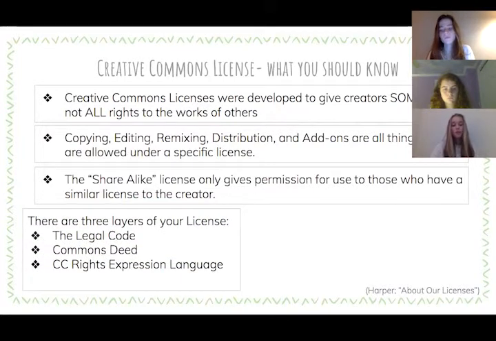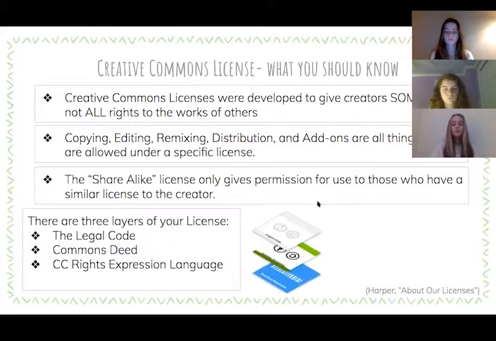And last, we have the 3 layers of your license. You might recognize one of these. Let's start with the legal code. It is a readable copy of your license, but only something a lawyer would really ever need to see or understand. Like we said, the Commons deed is a human readable copy of your license, so anyone who needs to understand it can read it. And the CC rights expression language is the machine readable copy. You don't really ever have to worry about this one. This photo is an example of the 3 layers.